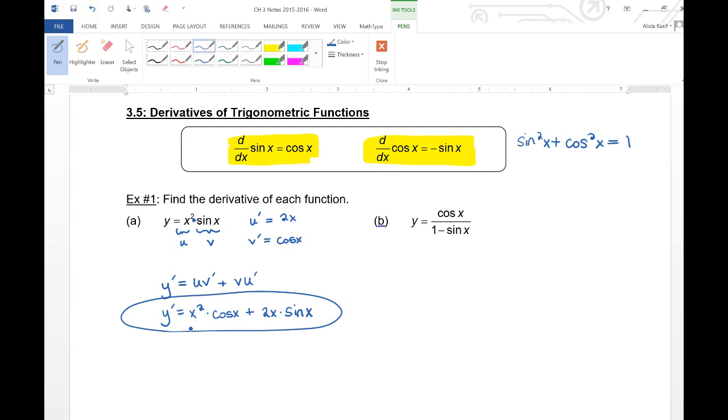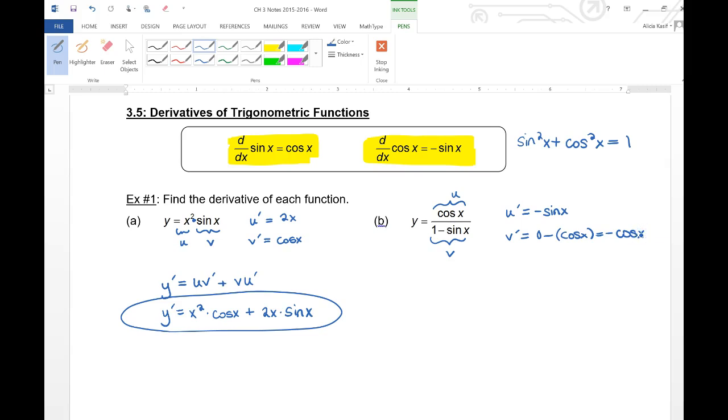Okay? All right, next one. u will make cosine, and v is going to be 1 minus sine. We have to use the quotient rule because we have something in the numerator, something in the denominator, and we can't simplify it. So what's u prime? Negative sine x. And what's v prime? What happens to the 1 now? 0 minus, what's the derivative for sine? It's just negative cosine x.